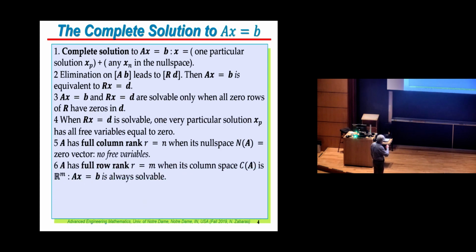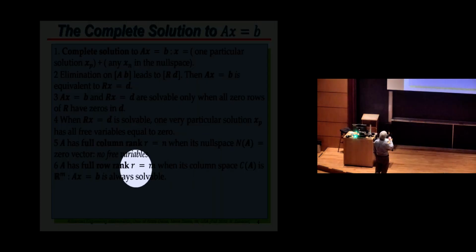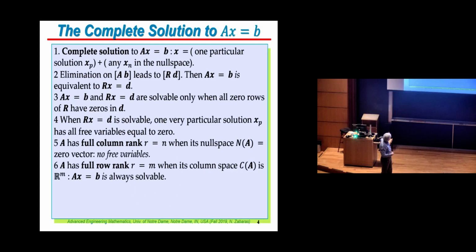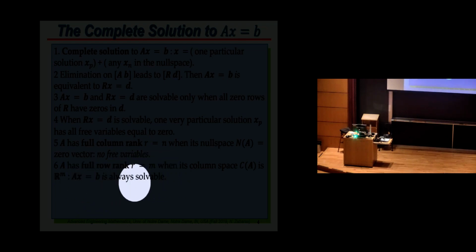And obviously, since I define a full column rank, I can also define a full row rank, r equal to m. In that case, the column space is the whole of R^m. Okay? The column space is the whole of R^m. And it says there Ax equal to b is always solvable. So it's always, we have a solution.